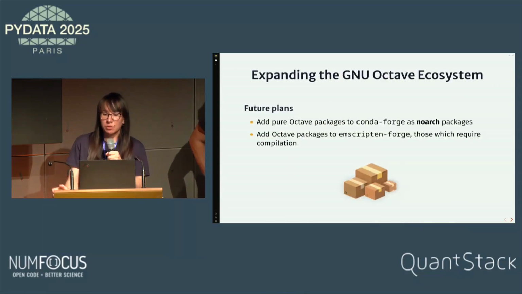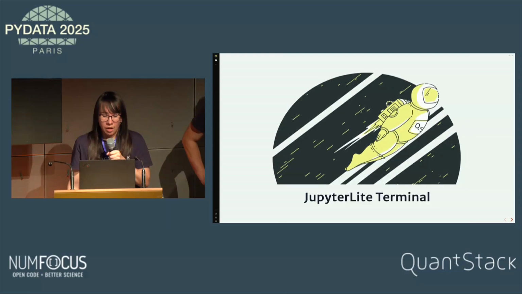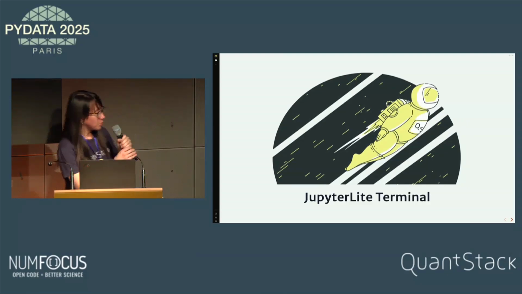So for future plans, we want to have more Octave packages. That way we can extend the functionality of xeus-Octave. We want to add pure Octave packages to conda-forge, but we also want to add other packages to Emscripten-forge for those that require compilation. And now I'll hand it over to Ian for JupyterLite.